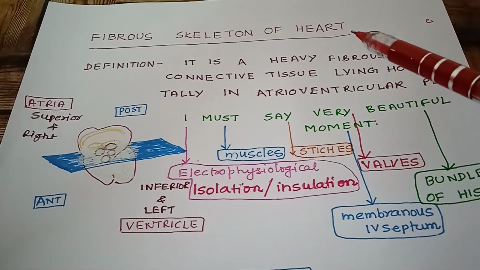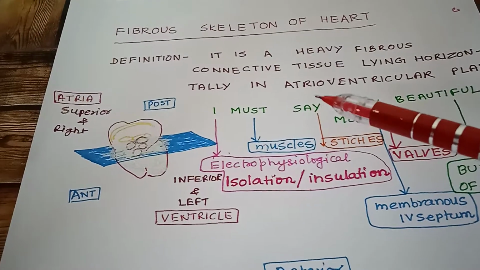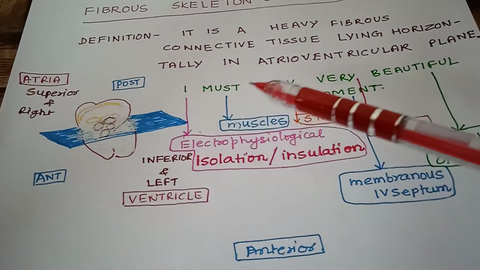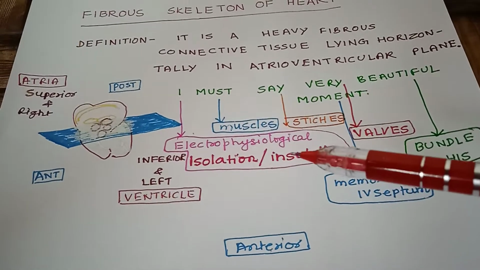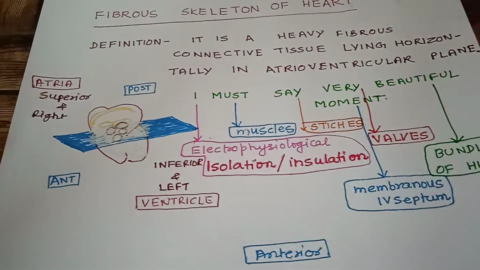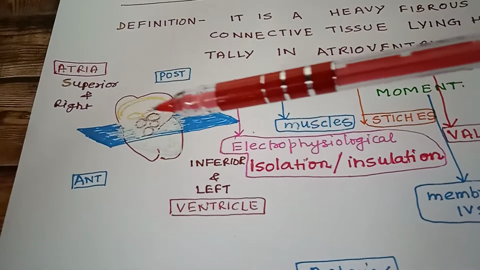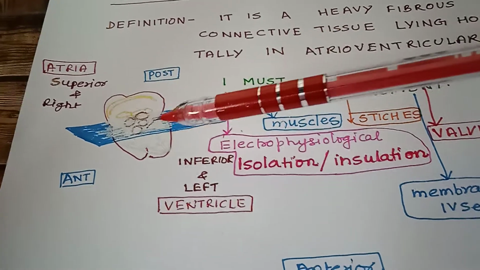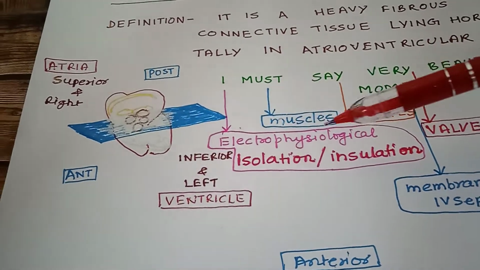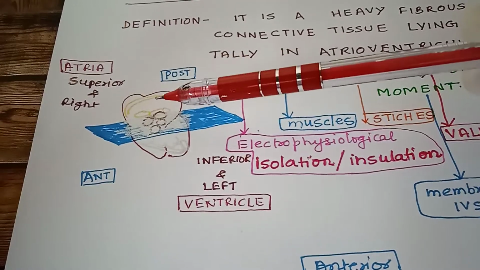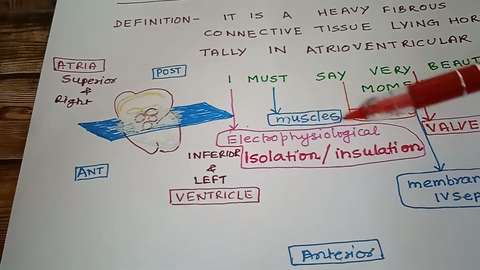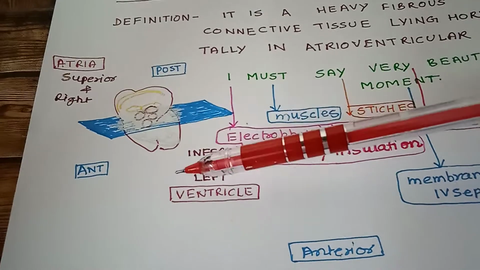This fibrous skeleton is entitled for I, for insulation. It works as an insulator. It restricts the electrophysiological activity of the atria above and the electrophysiological activity of the ventricle below.